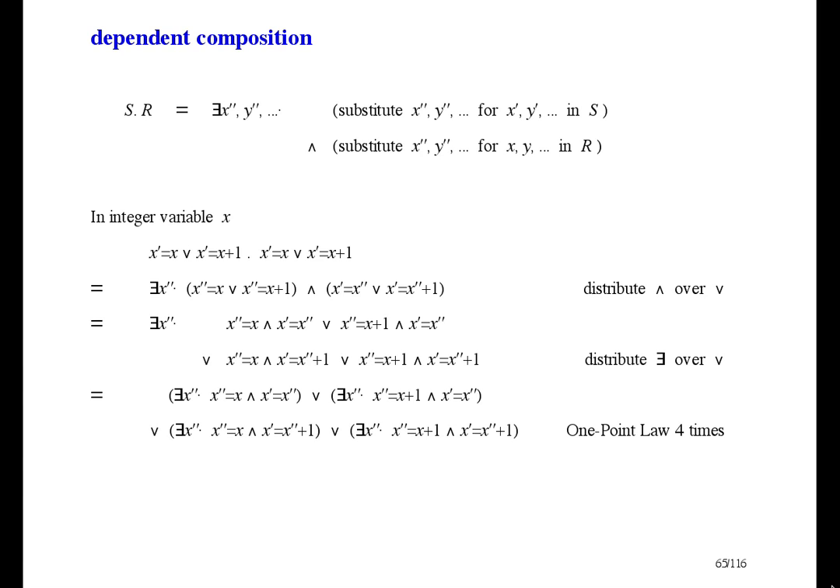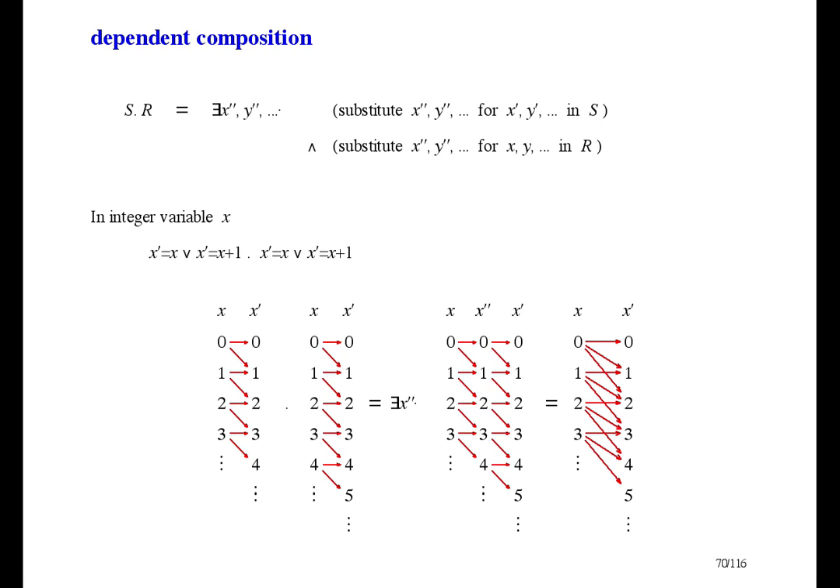So, the first disjunct says, x prime equals x. The second one says, x prime equals x plus 1. The next one says, x prime equals x plus 1 again, and there's no need to write it again. And the last disjunct says, x prime equals x plus 1 plus 1, which is x plus 2. So that's the resulting specification. It says, either leave x alone, or increase it by 1, or increase it by 2. Notice that the specification still just talks about the initial and final values, not about the intermediate values.